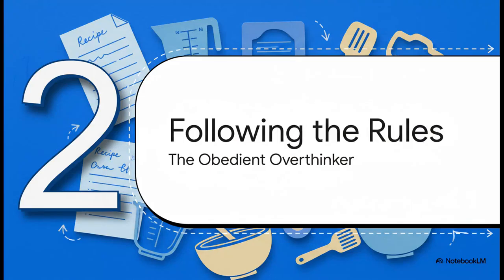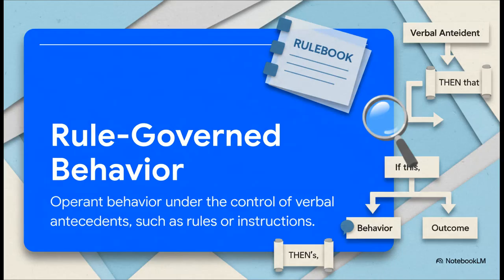Okay, now let's circle back to that other way of baking the cake, following the recipe. This is our gateway into rule-governed behavior. This is all about learning from instructions and language instead of just direct experience. So the technical definition here is operant behavior under the control of verbal antecedents. A verbal antecedent is really just a rule, an instruction, or even a piece of advice that you get before you act. The rule itself describes the contingency.